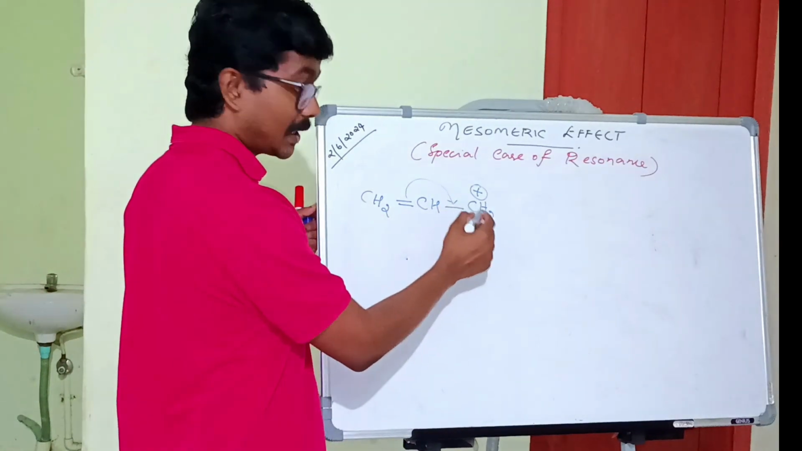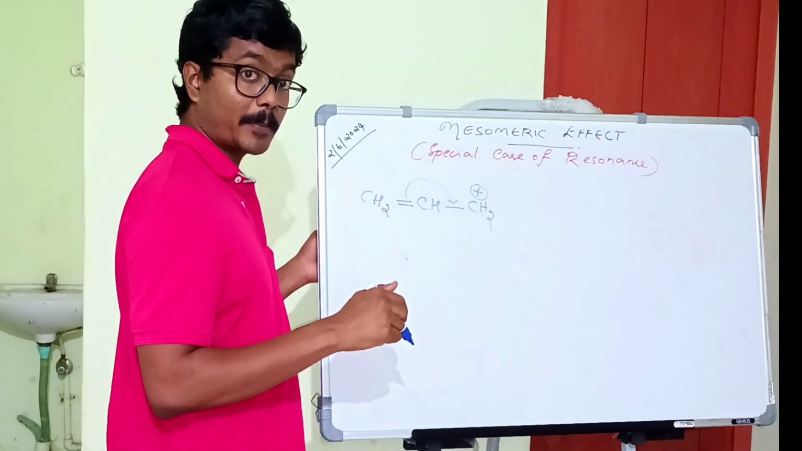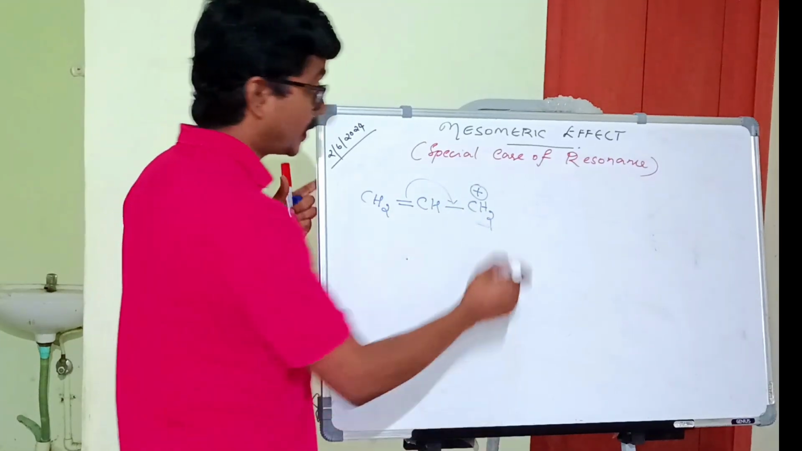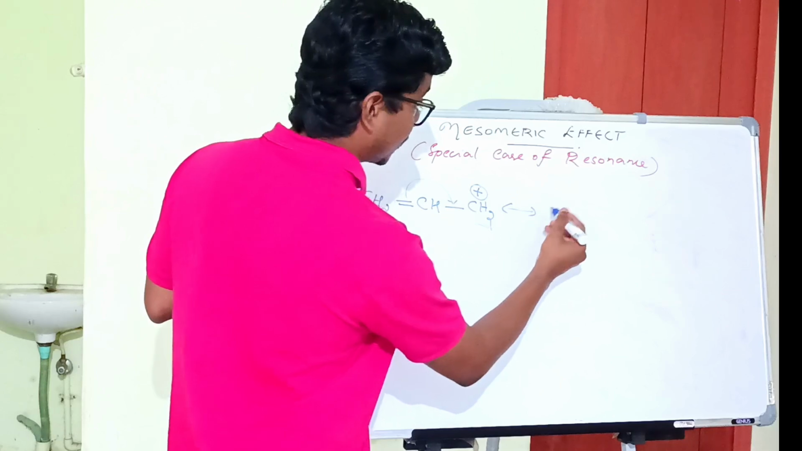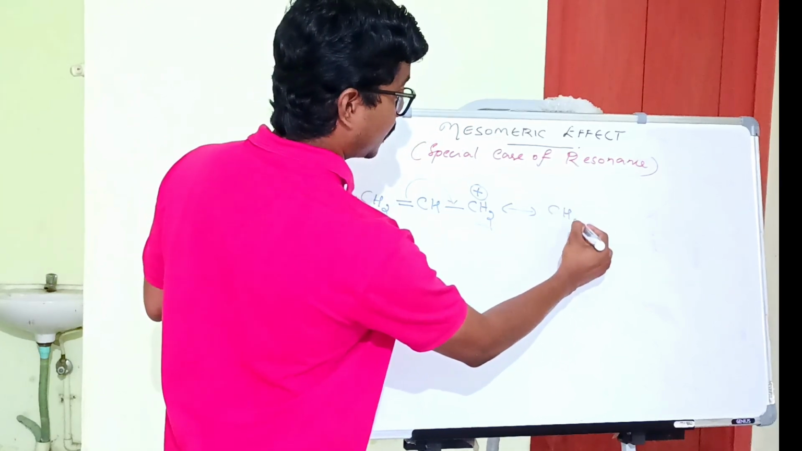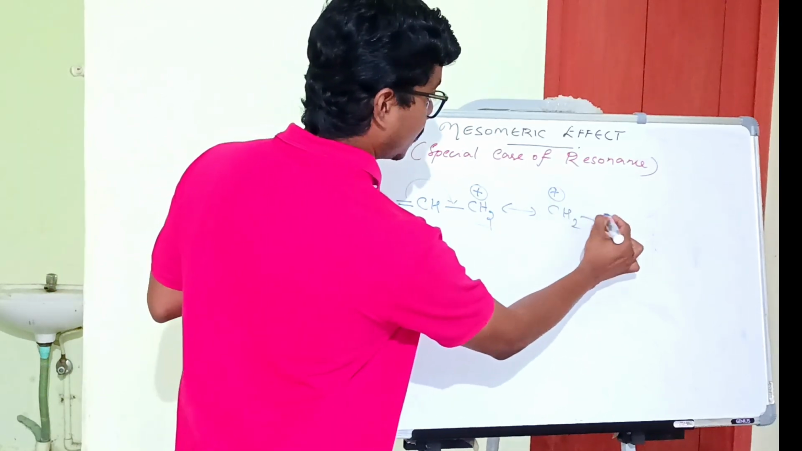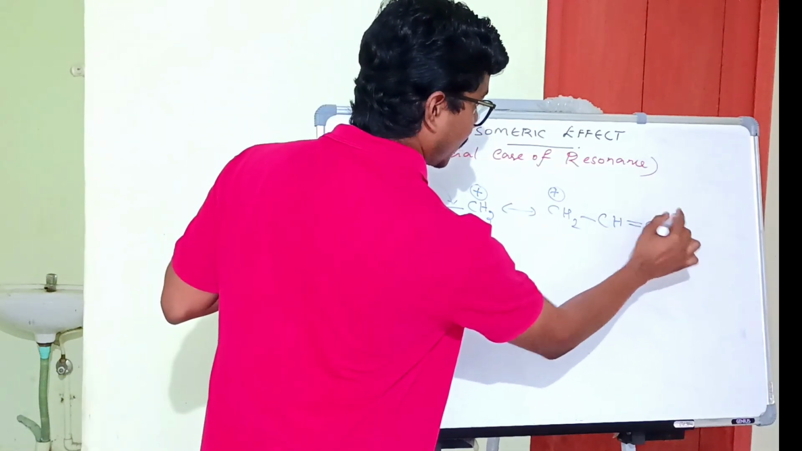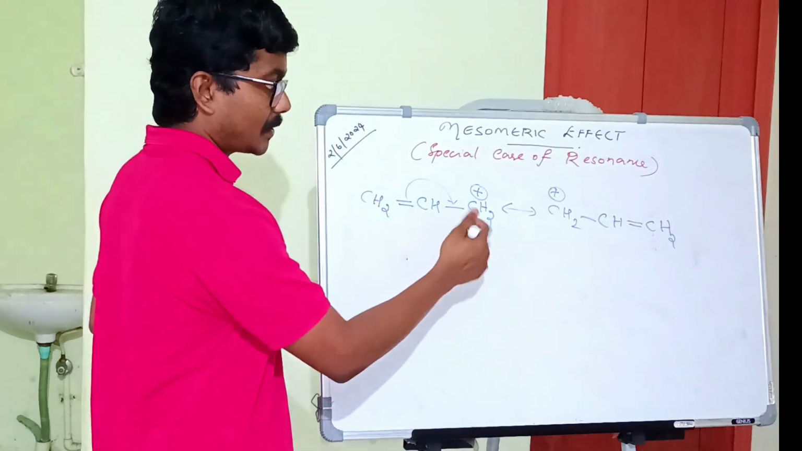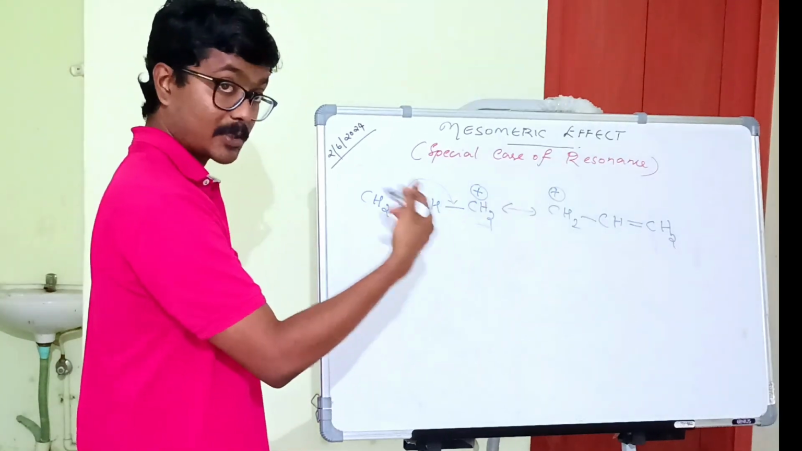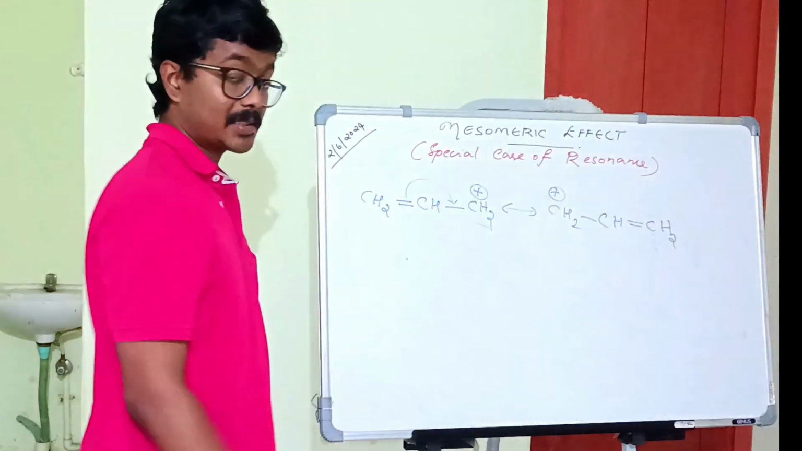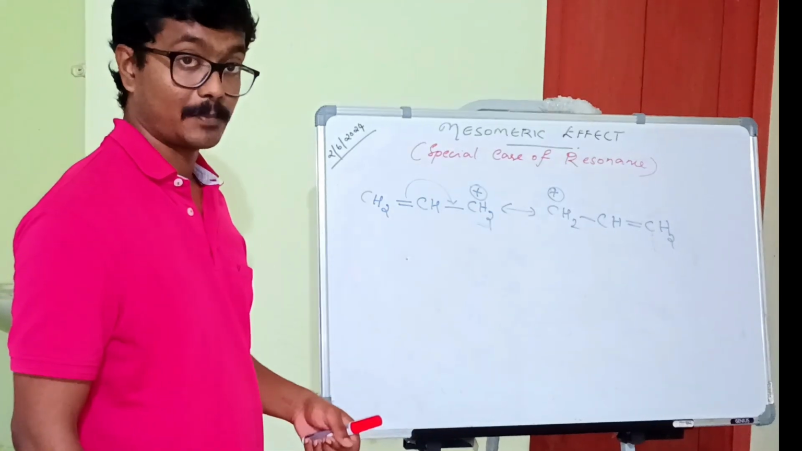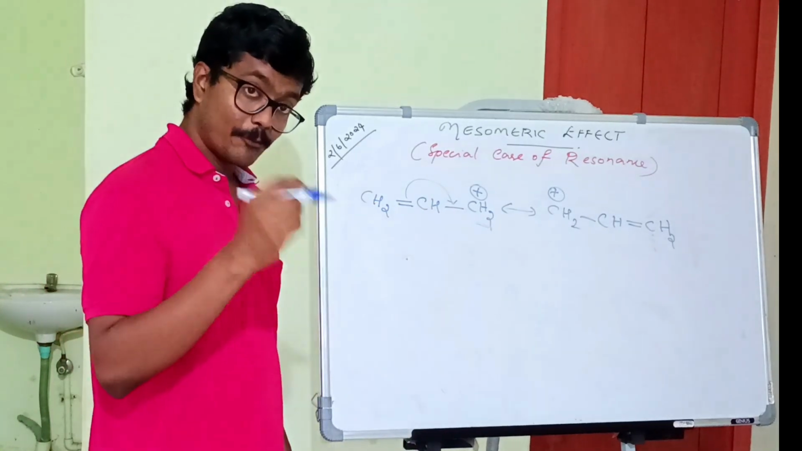Why? Because this carbon has a vacant orbital and has not completed its octet. So resonance is possible, and this carbon will get a positive charge: CH double bond CH2. So these are the resonating structures of this particular compound. This is the allyl carbocation.